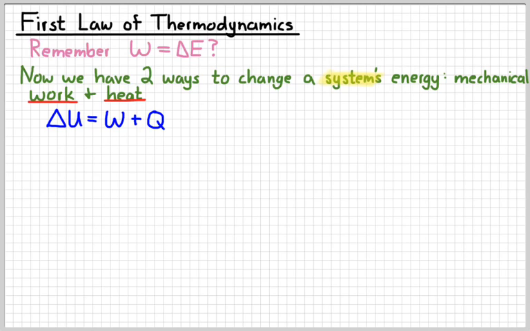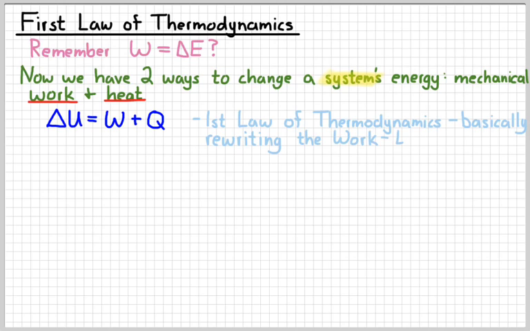To put that into an equation, we can say delta U, remember that is the internal energy of a system, is equal to W plus Q. This is the equation statement of the first law of thermodynamics. Basically, what we did is we just rewrote the work-energy theorem, which we learned last year, in terms of a thermodynamic system where heat can be transferred back and forth.